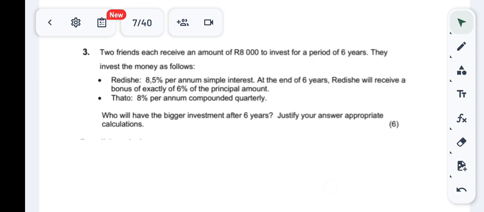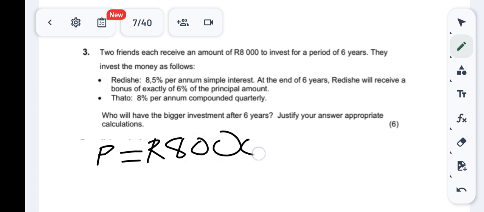Right. Two friends each receive an amount of 8,000 to invest for a period of 6 years. So the principal amount for the two friends is 8,000, and they invest for a period of 6 years, so n is equal to 6 in this case.